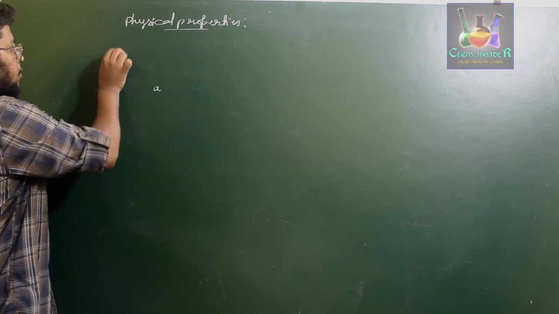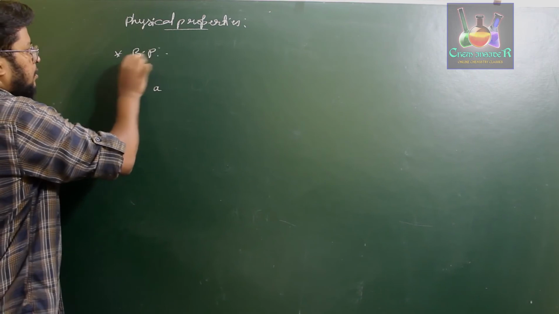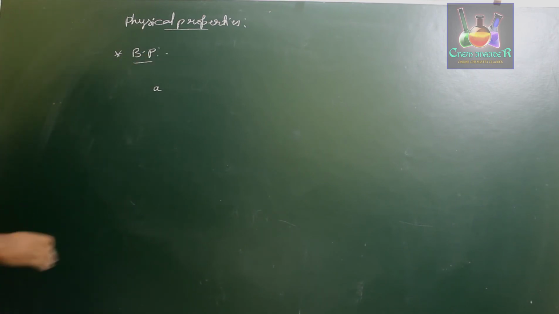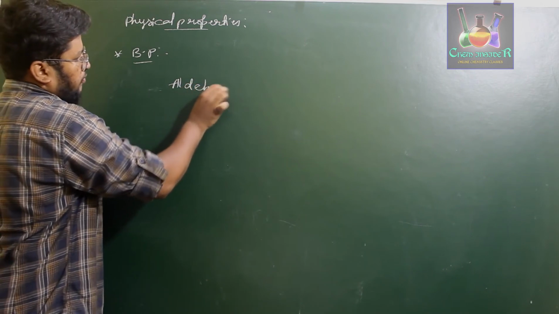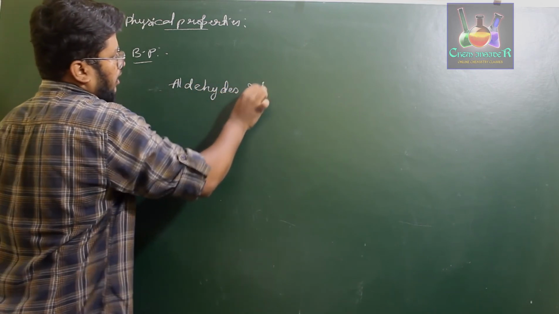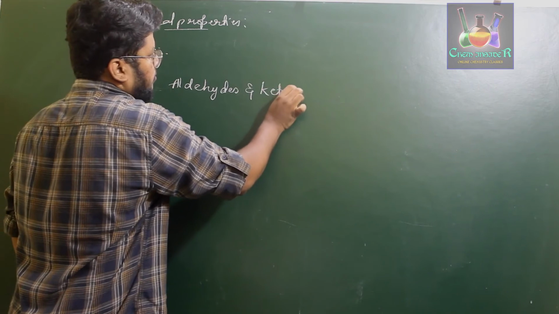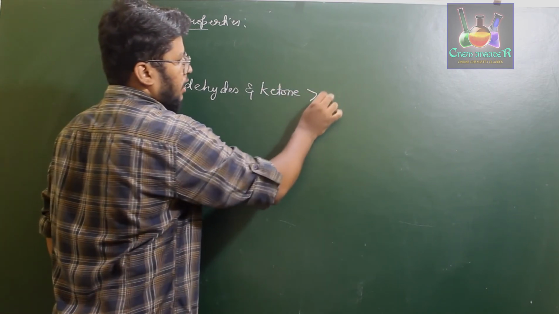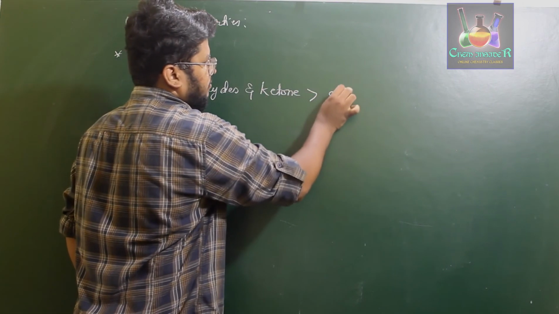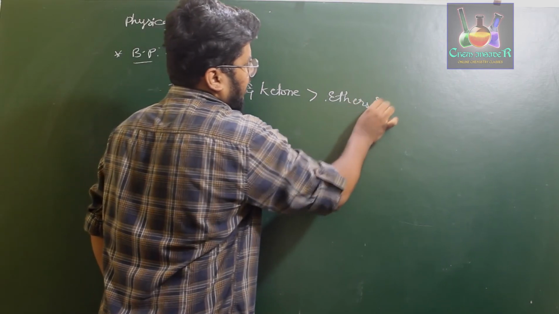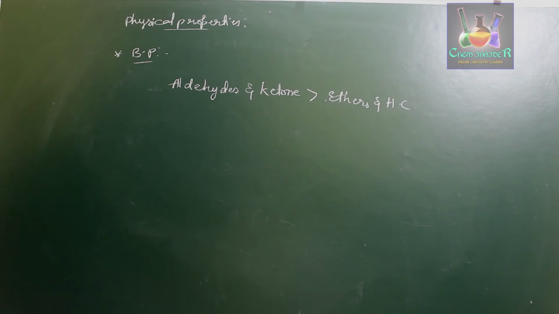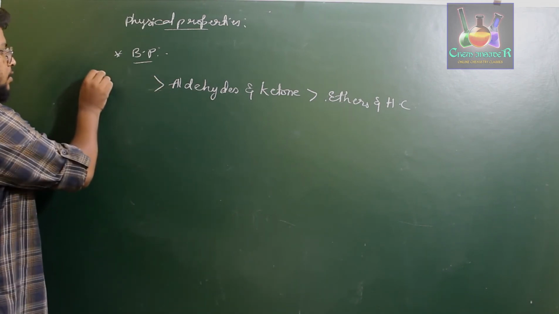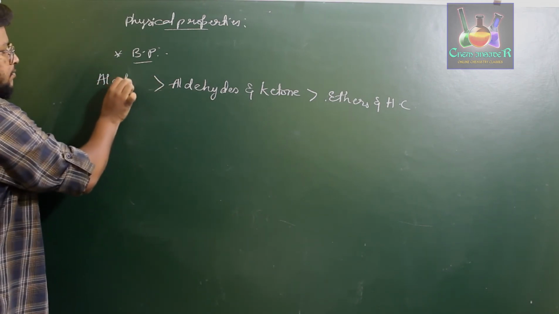Aldehydes and ketones, for the boiling point condition: the boiling point of aldehydes and ketones is greater than ethers and hydrocarbons. It is greater than ethers and hydrocarbons, but much lower than alcohols.